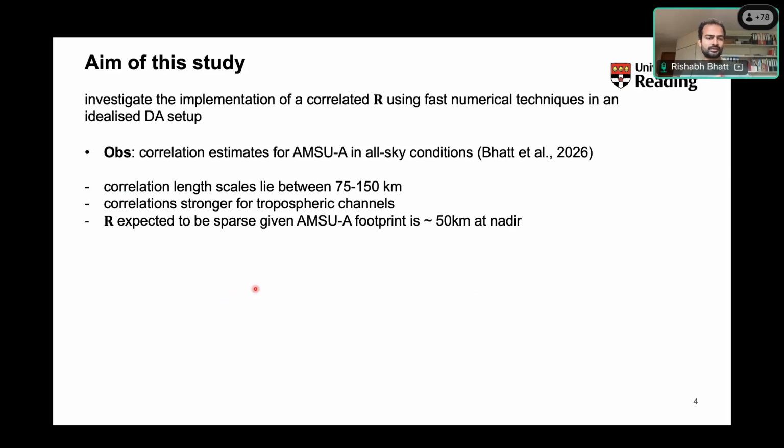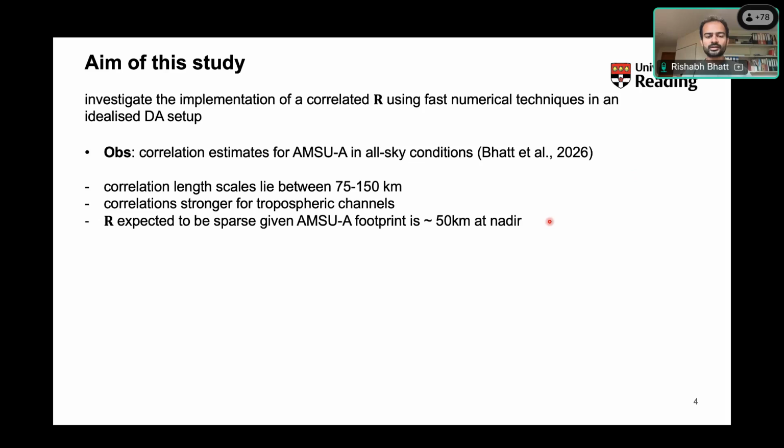So the aim of this study is to investigate the implementation of a correlated R, so accounting for the correlations, using fast numeric techniques in an idealized data assimilation setup. So what kind of observations are we considering here? Again, the AMSU-A observations in all-sky conditions. So the observations are assimilated regardless of what atmospheric condition they are in.